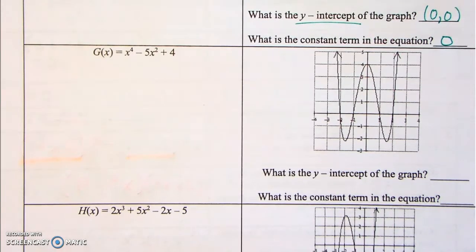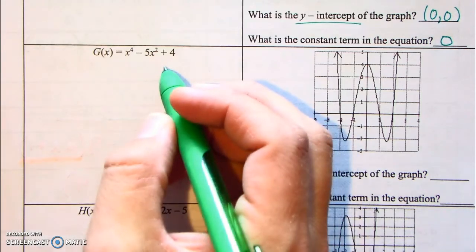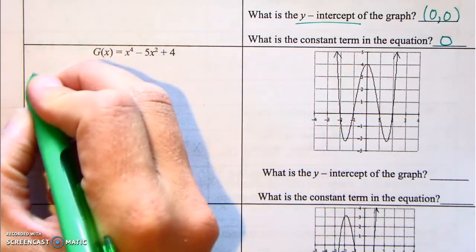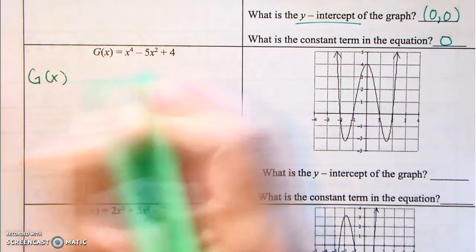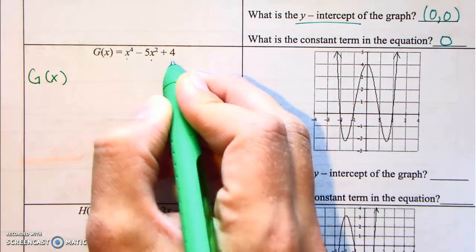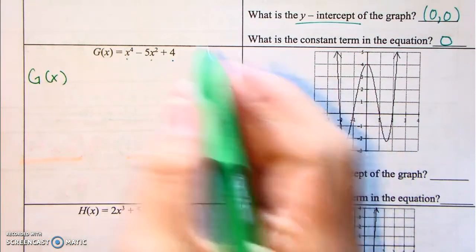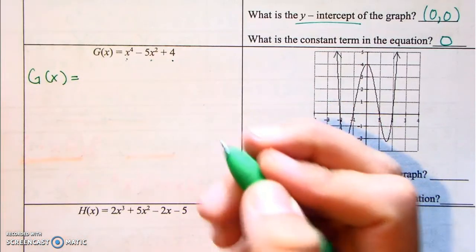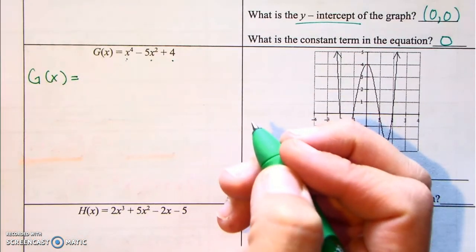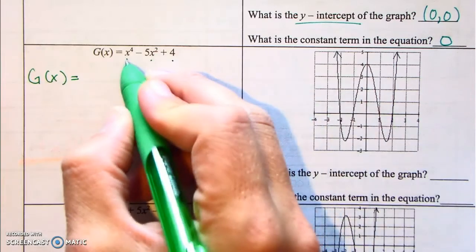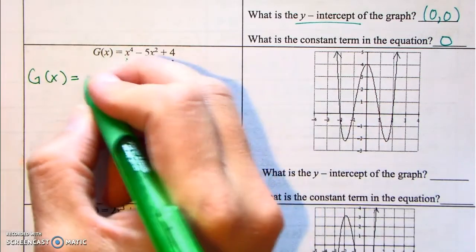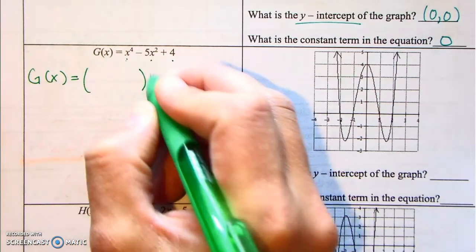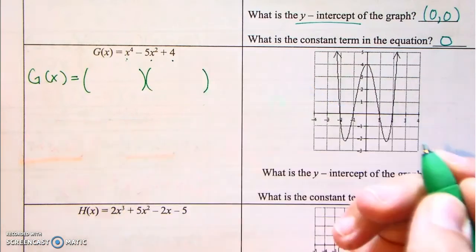Example G. Here we go. What are we supposed to do? Factor. Now, does this have a common factor? Is there something in everything? No. Is it factored by grouping? No. Difference of 2 squares? No. Difference or sum of 2 cubes? Nope. There's just 3 of them. So if there's a trinomial, that's going to go to 2 groups.